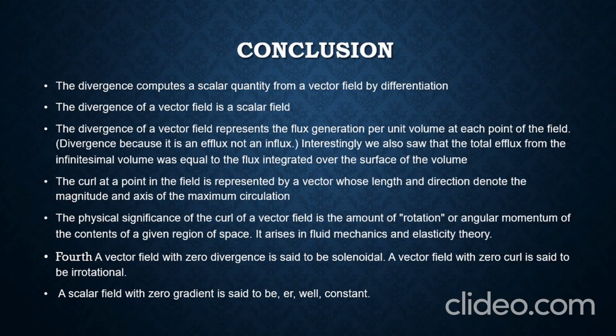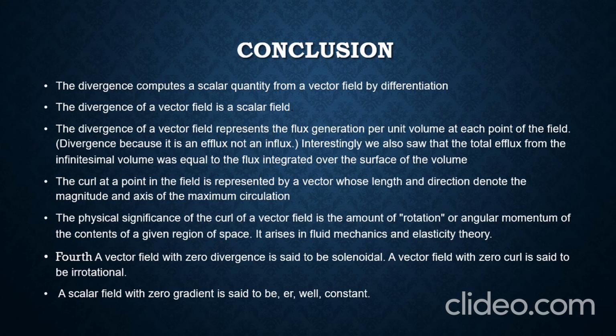Conclusion: the divergence computes a scalar quantity from a vector field by differentiation. The divergence of a vector field is a scalar field. The divergence of a vector field represents the flux generation per unit volume at each point of the field, because it is an efflux, not an influx. Interestingly, we also saw that the total efflux from the infinitesimal volume was equal to the flux integrated over the surface of the volume. The curl at a point in the field is represented by a vector whose length and direction denote the magnitude and axis of the maximum circulation.